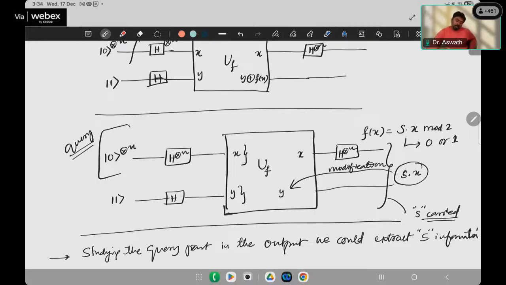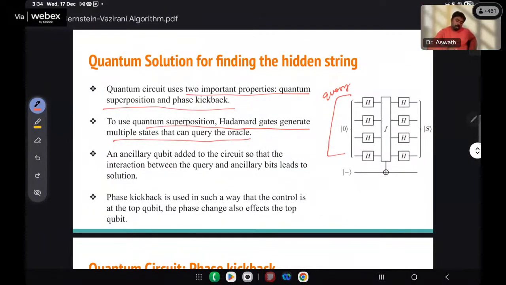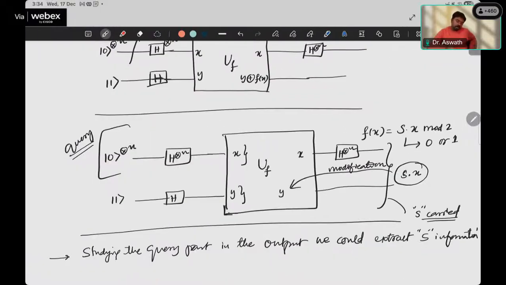An ancilla qubit is added to the circuit so that the interaction between the query and ancilla bits leads to the solution. So this is the ancilla, it's a plus, sorry, minus ket. This is where I have the minus ket, and this is where I have the superposition of many possible qubits.